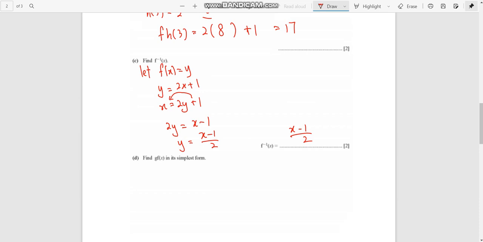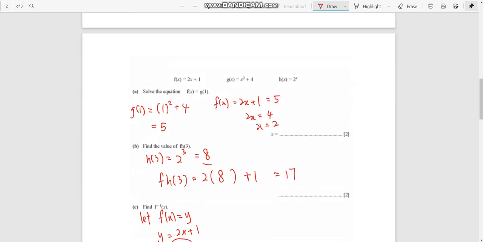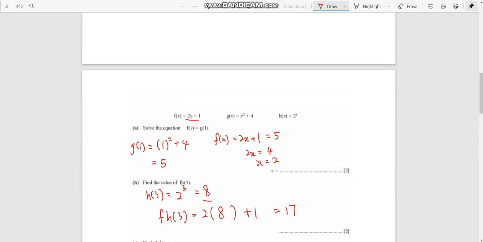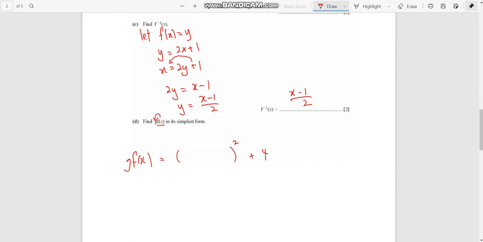Okay, next, g(f(x)). Remember we read from the right side. So g(f(x)) means I sub in f(x) into function g. So f(x) is 2x plus 1, g(x) is x squared plus 4. So I write out the g(x) first, x squared plus 4. So the x, I put a bracket, squared, plus 4. What do I put in? I put in my f, 2x plus 1. Okay, and then we just expand this. I get 4x squared plus 4x plus 1 plus 4. Simplify this, 4x squared plus 4x plus 5. Easy.